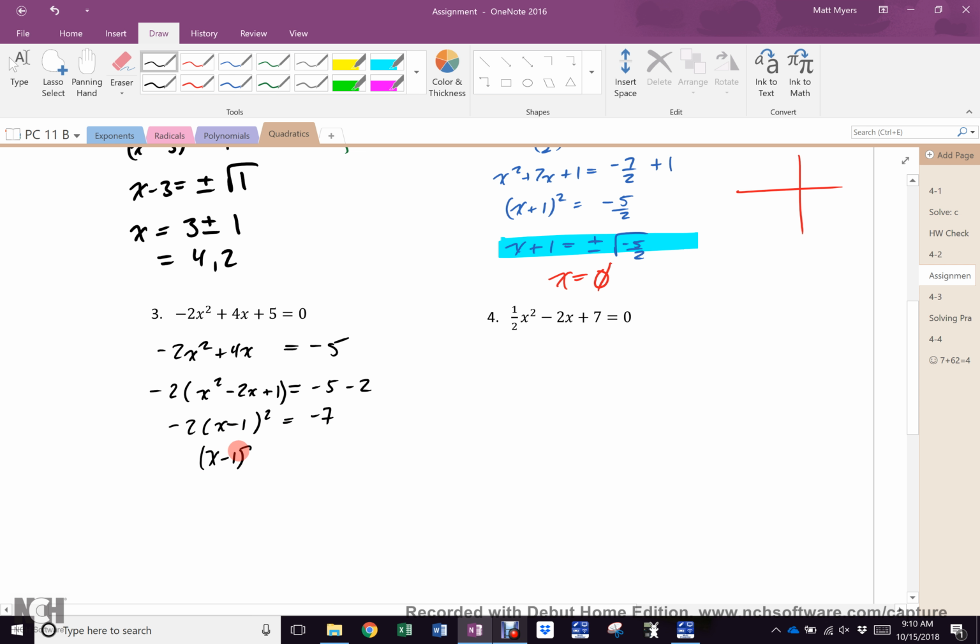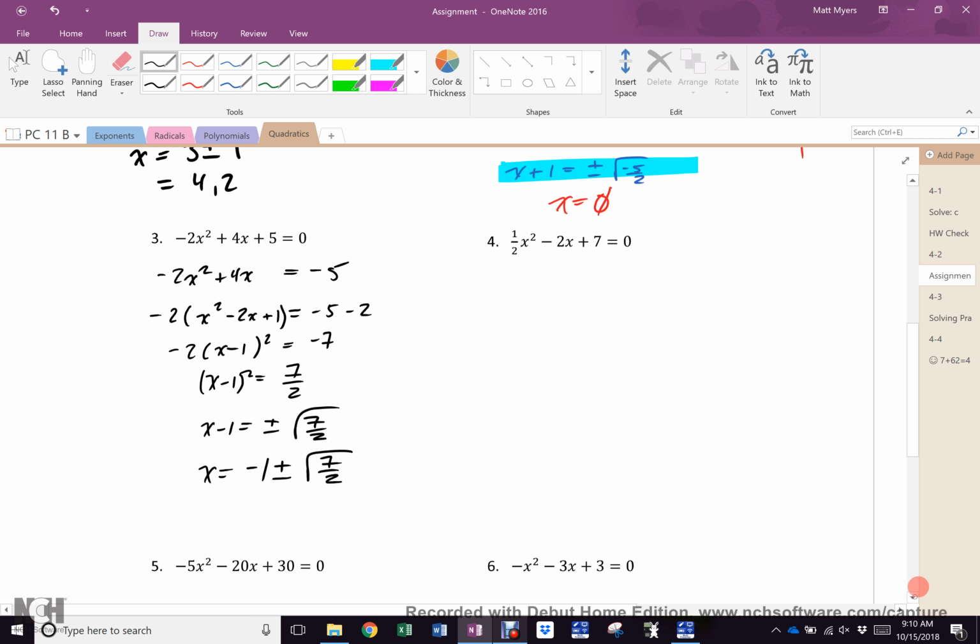X minus 1 squared equals what? Positive 7 over 2, because they're both negative, yes? X minus 1 equals plus or minus the root of 7 over 2. And then, now, is this enough to put it on a graph?